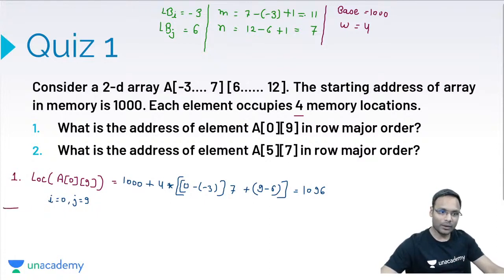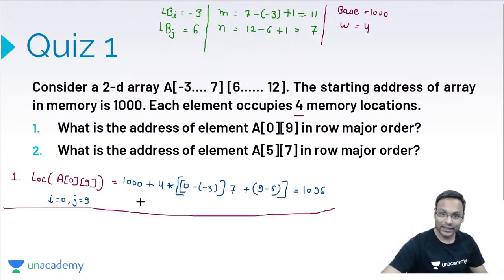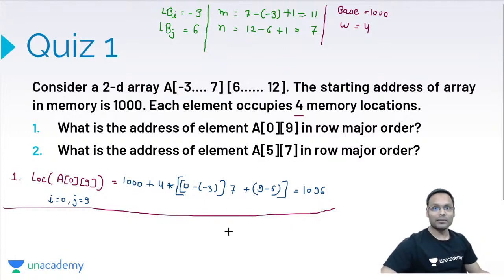Look at what mistake you people made. What was the mistake you have made? Two people have given me 1072. Why? Just check out why you made the mistake.